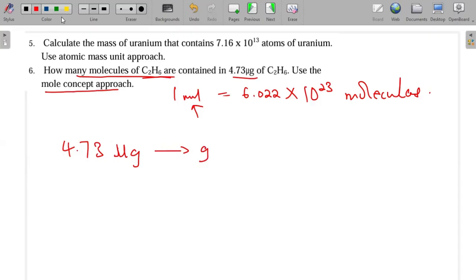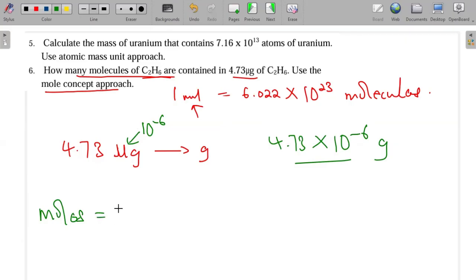To grams. So when we were learning how to convert these units, I said just convert using the metric system. So what is the value of the micro on the metric table? Okay, so we said the micro is 10 to the power minus 6. So converting these micrograms to grams would just be 4.73 times 10 to the power minus 6 grams. So we've converted the mass to grams. So now we have to find the moles. Okay, so moles is equal to the mass in grams over the molar mass.